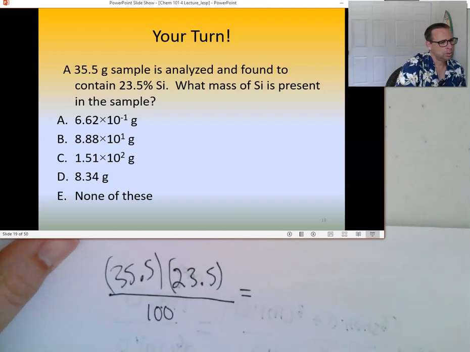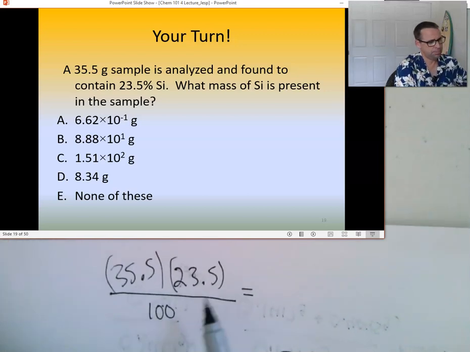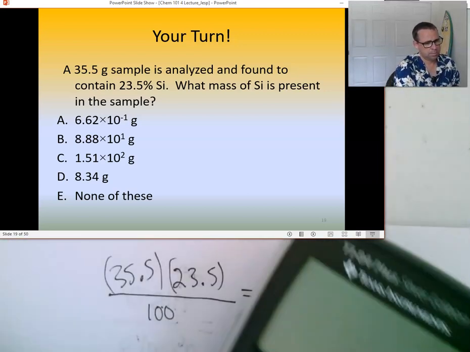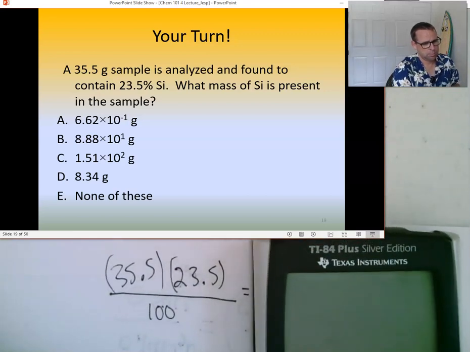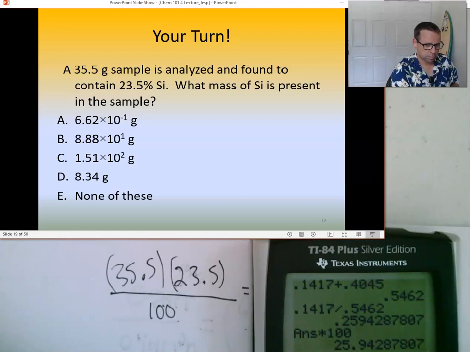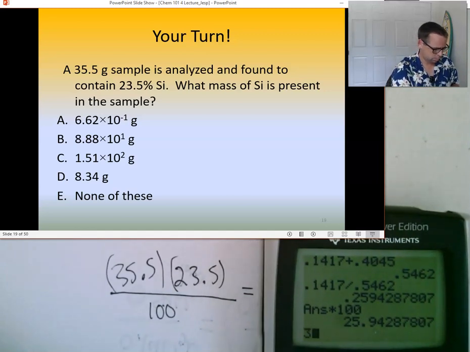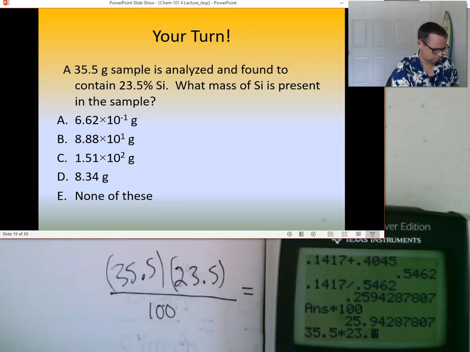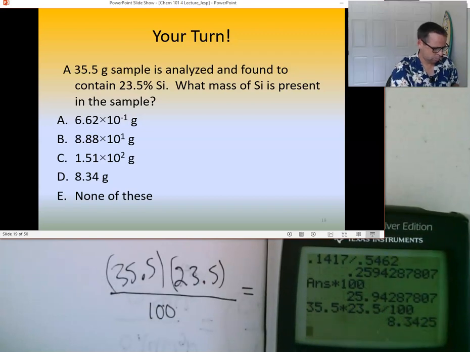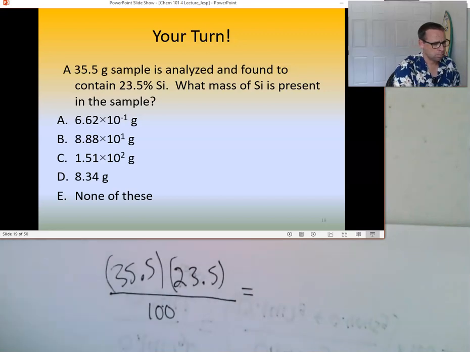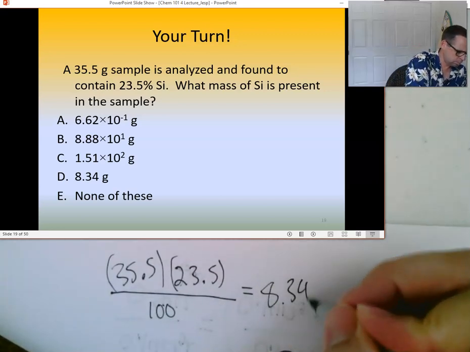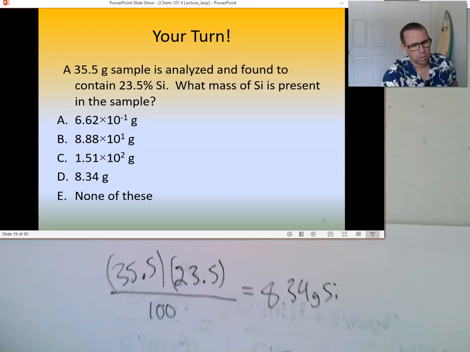Wait, you did 35.5 times 23.5 divided by 100? No, I didn't. 23.5 times 35.5 equals that, divided by 100. 8.34. Very good. 8.34 grams of silicon. Excellent job. All right.